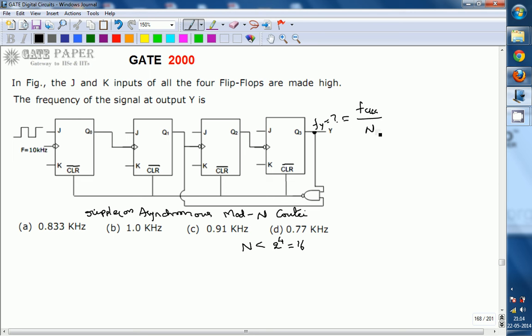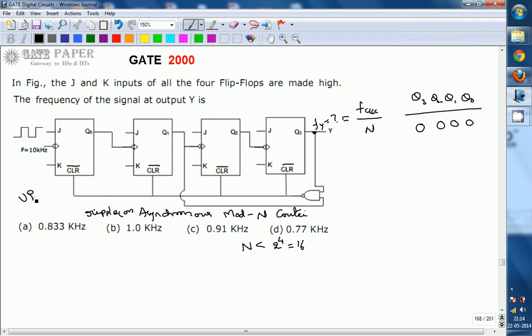So we are going to calculate the value of n, and since this counter has a clear input, the clear input function is nothing but it will clear the output of the flip-flops. So whenever an undesired state comes, that will reset all the flip-flops, that is Q3, Q2, Q1, Q0. All the 4 flip-flops will be reset. That will be the initial state, and from this it will be incremented. So this is an up counter.